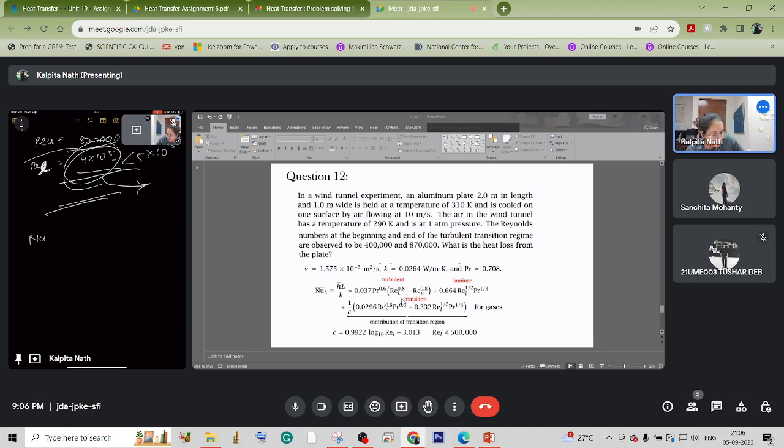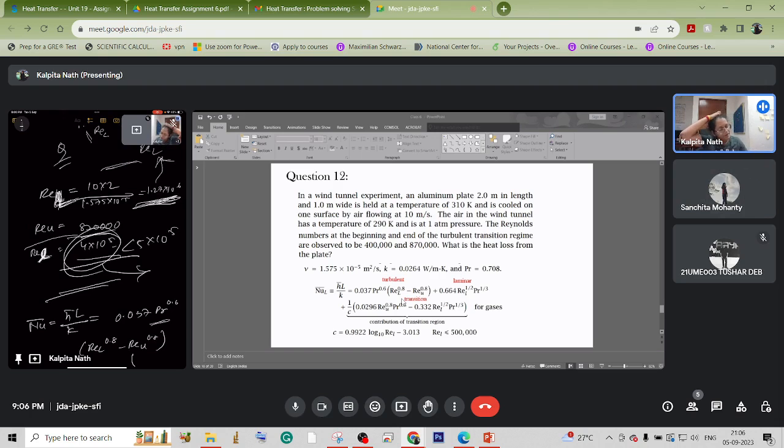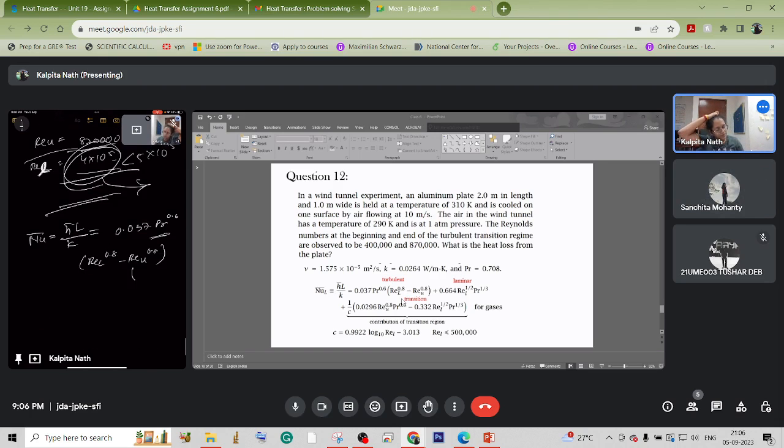So this Nu bar L, that is h L upon k, is 0.037, Prandtl number to the power 0.6, and REL to the power 0.8 minus REU to the power 0.8. This first part is for the turbulent flow, right? As this is greater than 5 into 10 to the power 5, we'll be using it for the turbulent flow, in place of REL. And for REU, obviously it will be 8740, four zeros, right? Yes, this is the upper limit of the transition flow.